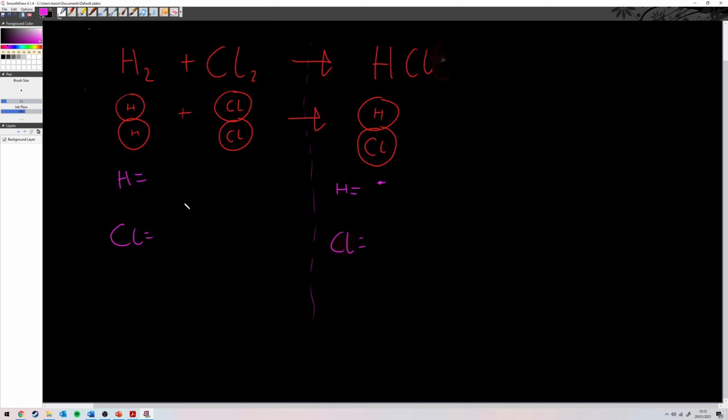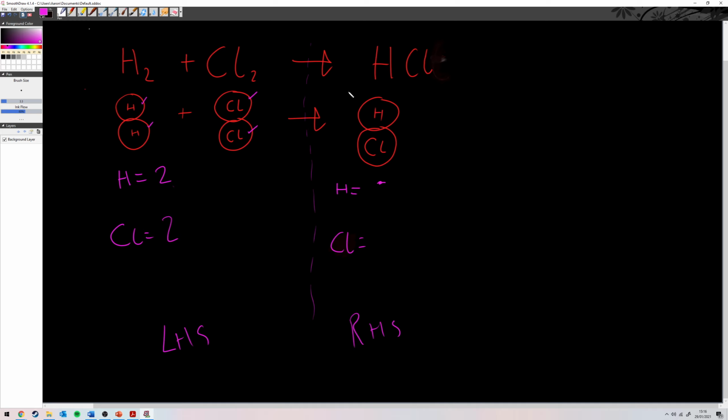Let's start with the left hand side. So this is the left hand side and this is the right hand side. Okay? To the left of the arrow and to the right of the arrow. Let's count up what I've got. Well, H2, I should know that means there are 2 hydrogens, but if not, I drew my particle diagram out and I can count them. 1, 2, 2 hydrogens. How many chlorines do I have? The same, okay? 1, 2 chlorines.